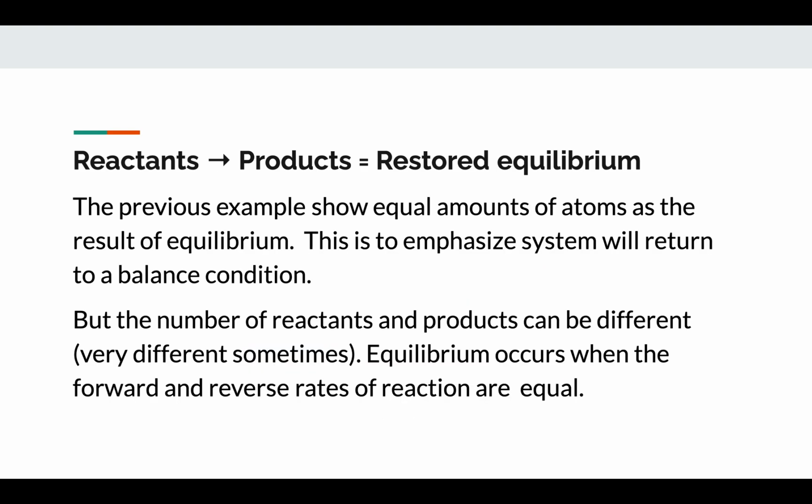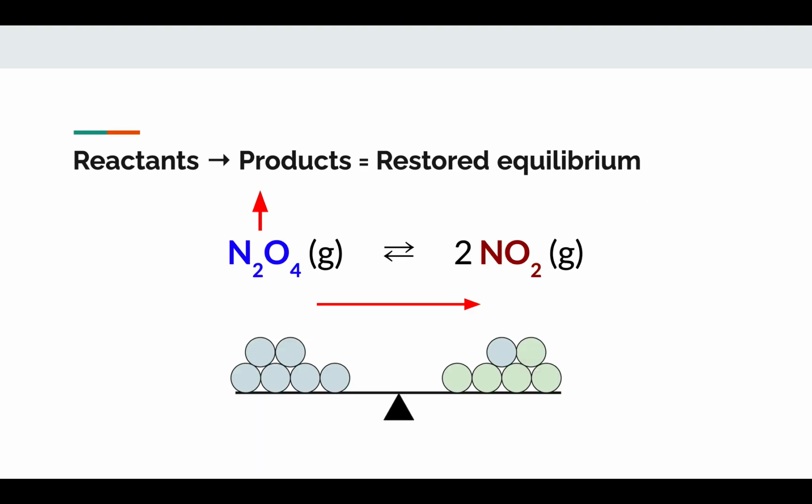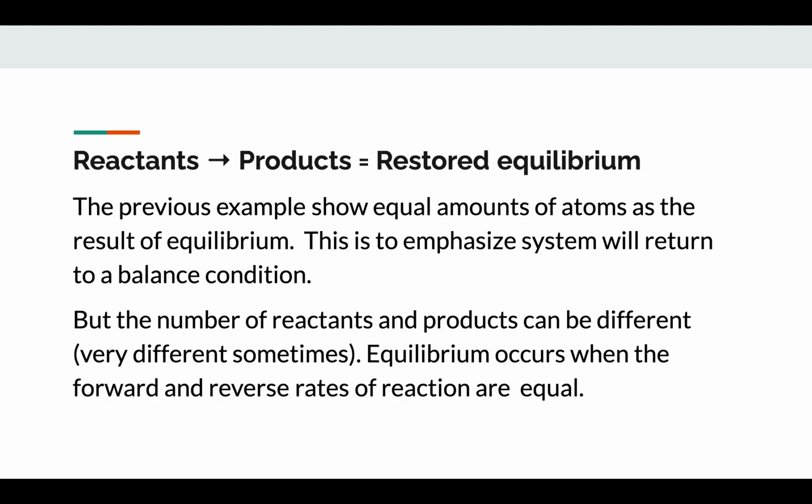Now, what we saw was the two parts are equal on both sides. That does not have to happen. It's just emphasizing that the system has to return to balance. In fact, the number of reactants and products will often be very different. It doesn't have to be the number of particles that are the same. What has to be the same for equilibrium to occur is that the rates are equal to each other.